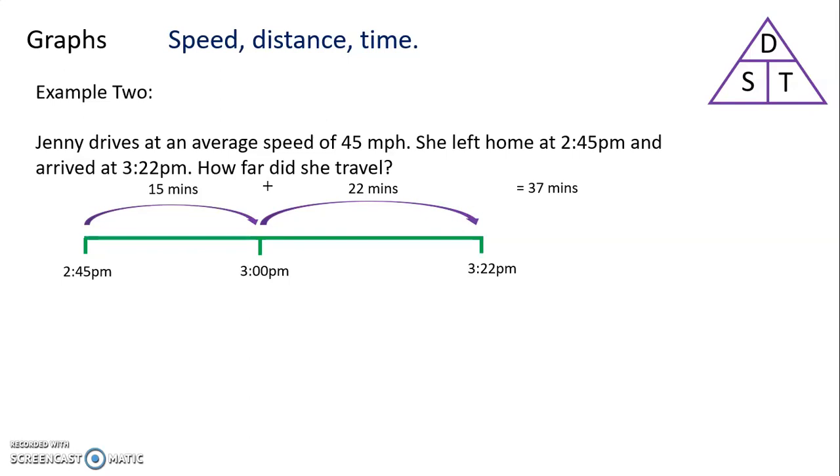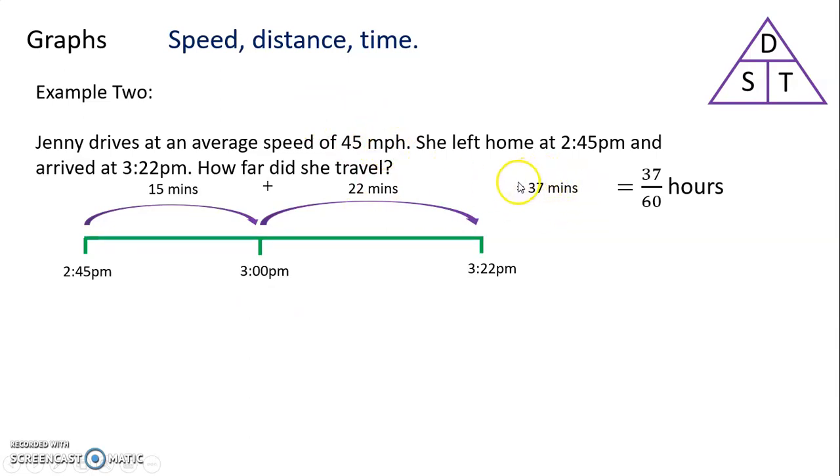So I picked this example to be an awkward time to show you that you can still use the same approach to find how much of an hour this is as we did in the last example. So 37 minutes is 37 out of 60 hours. Now I can't simplify that fraction. This is going to be a calculator question, but I have to have the amount of an hour that she took because my speed is in miles per hour. So I can't use minutes.